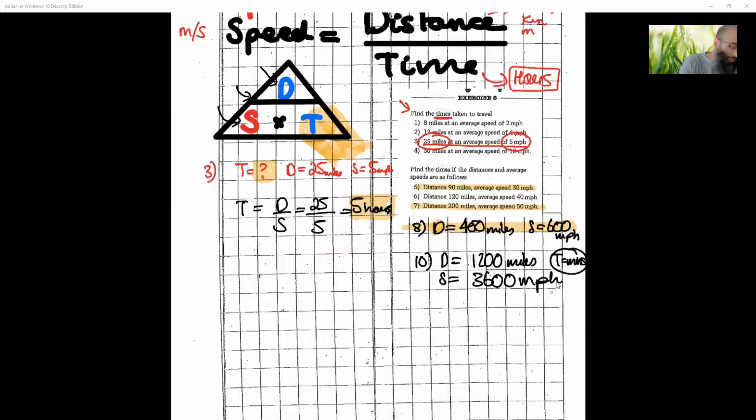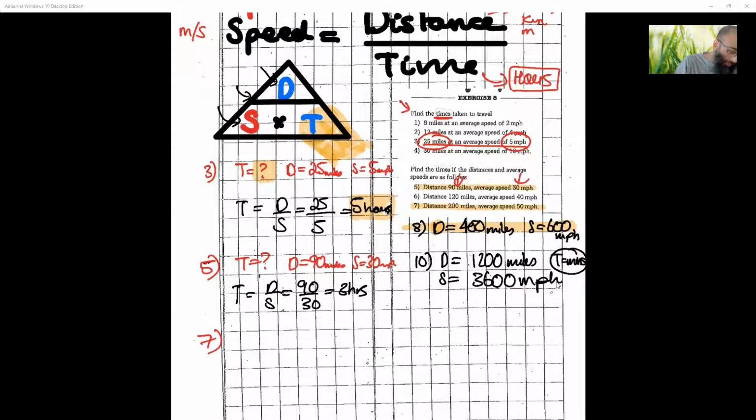Okay, let's have a look at question number 5. Question number 5 says the distance is 90 and the speed is 30. So the time we need to work out. The distance is 90 miles and the speed is 30 miles per hour. So according to our formula, time equals distance over speed, which equals 90 over 30, which gives us 3 hours. That's number 5 done.